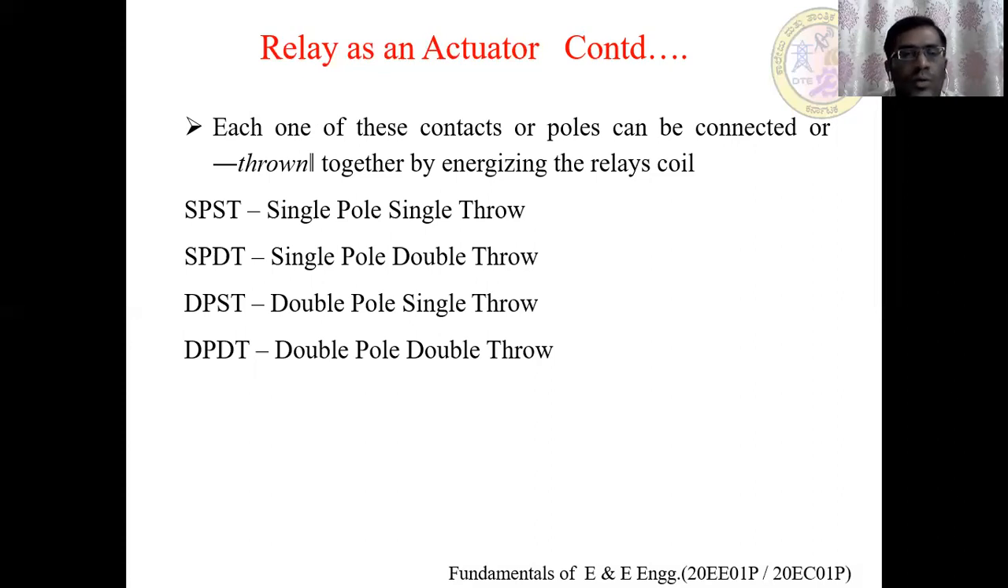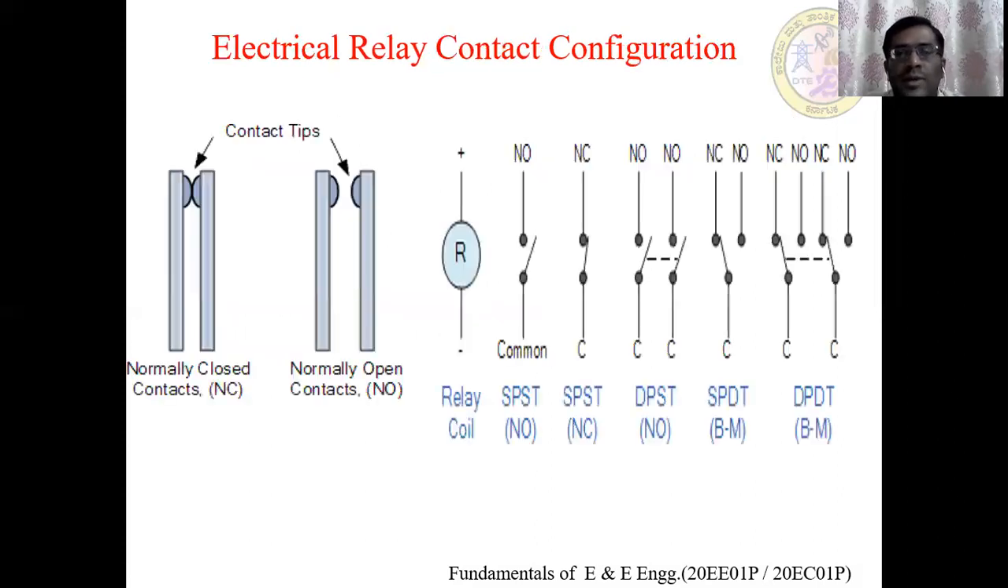Now we will see how these are represented. This figure shows a normally closed contact. Here are the contact tips, closed. And the normally open contact: here the contacts are open, and in this figure the contacts are closed, establishing the connection. And this is the relay representation, the relay coil.